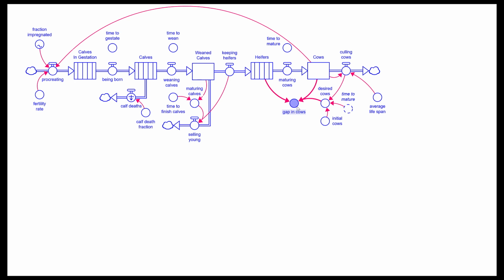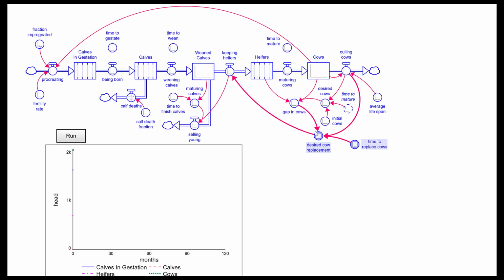And we're going to figure out, using basically a stock adjustment process, what the gap is between what we desire and what we have, because remember, we have heifers and cows. We have to think about the delay here, so we have to include the heifers. And then we're going to figure out, based on the time that it takes to replace a cow, our cow replacement, right?